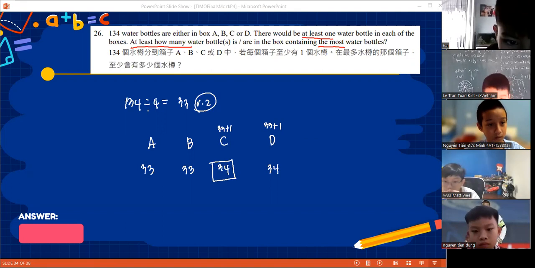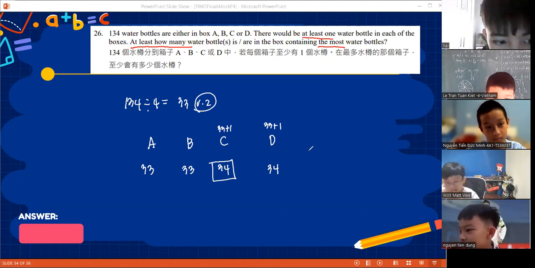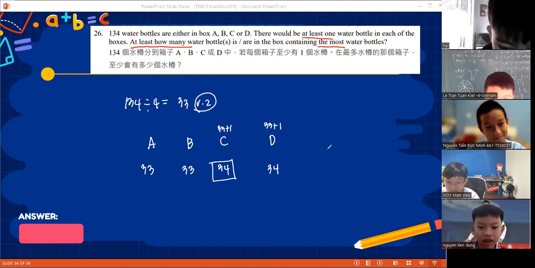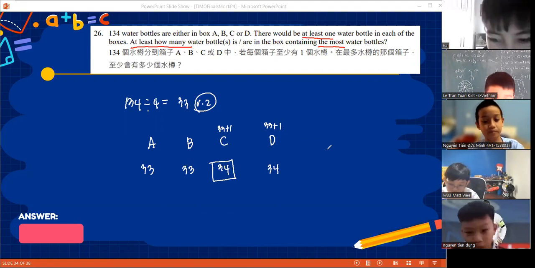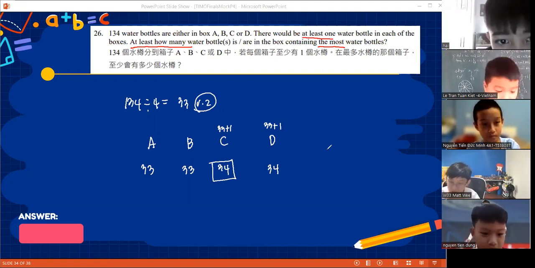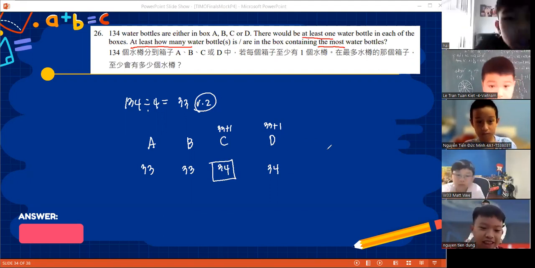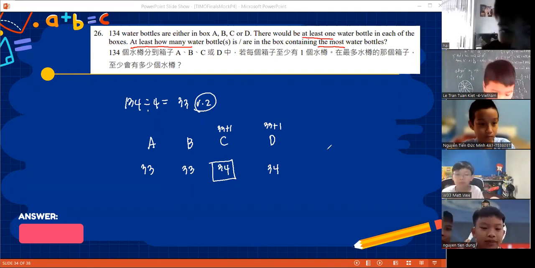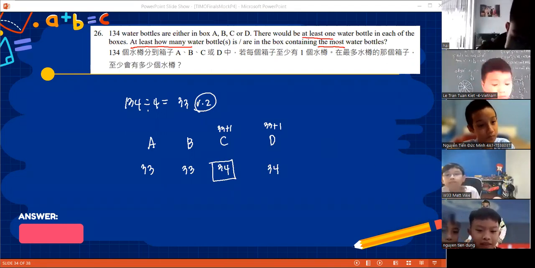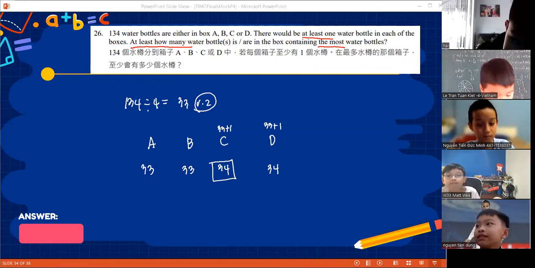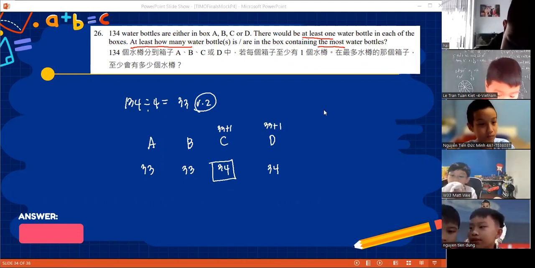Again, stop spamming the chat box. Do you understand? So it's the least number of water bottles, but it should have the most water bottles. So it's not going to be 35. It's going to be 34, right? Very good.